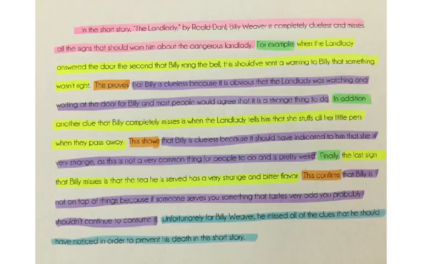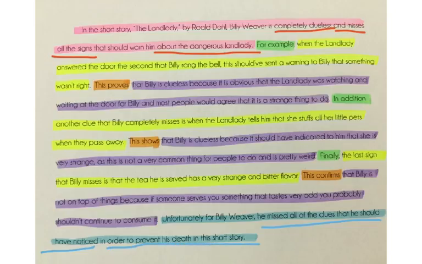I decided to say that Billy missed the clues that he should have noticed. So pretty similar to what I wrote up here, but not exactly the same. And then I decided to take it a step further, and instead of saying something about the dangerous landlady in my concluding sentence, I went back to that: he could have prevented his own death in this short story.